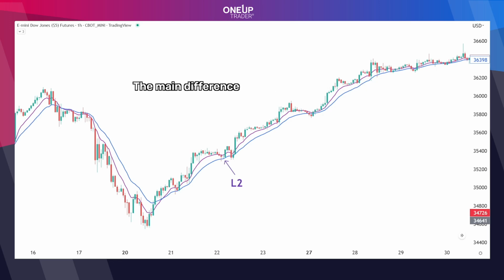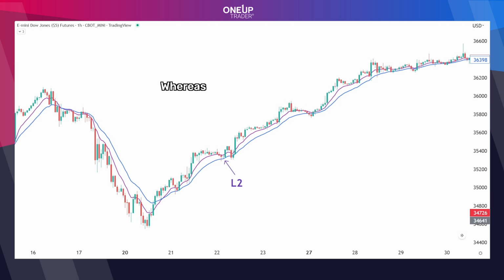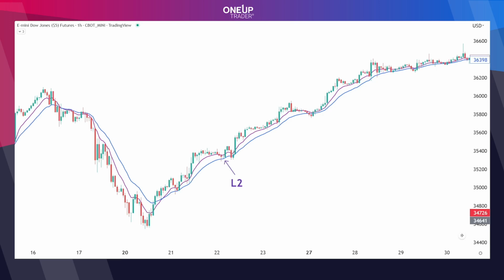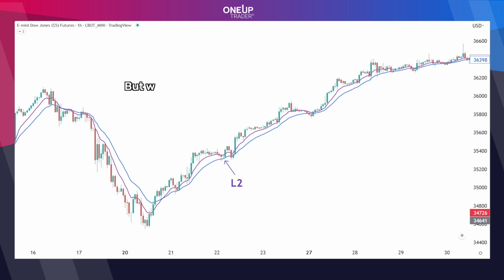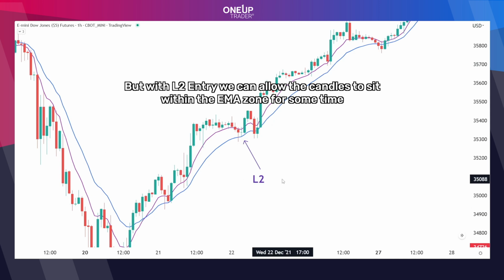Now, one of the main differences between the L1 and the L2 entry is that the L1 entry focuses more on extremely strong impulse trends, whereas the L2 can be taken after the first pullback in a move. Anytime we see the first pullback in a move is most likely going to be the highest probability of success. The longer the trend goes, the more chance, of course, that we're going to see consolidation come and then a potential reversal. So you'll remember with the L1 entry, we needed to see a quick reversal after the EMAs are tested, whereas with the L2 now, we can actually allow the candles to sit within the range or within the EMA zone for some time.